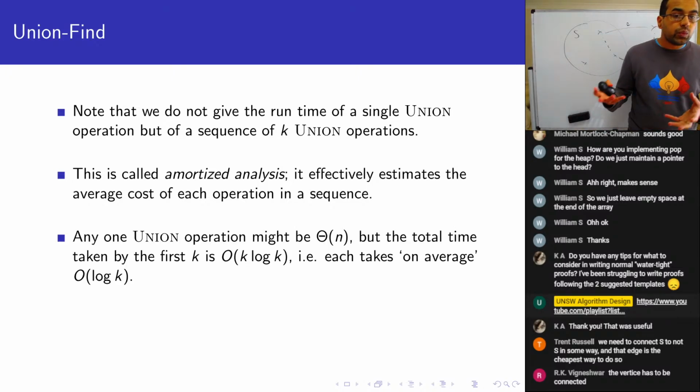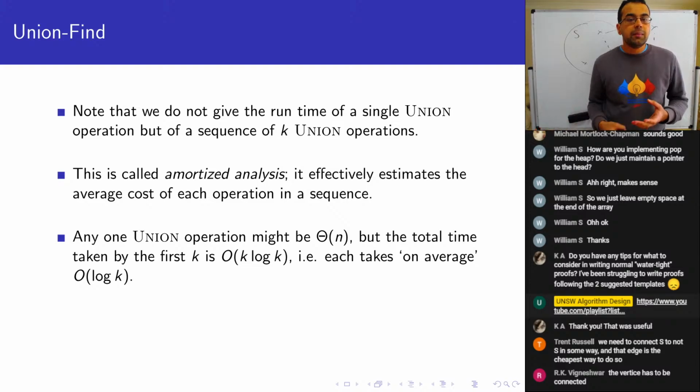So here, any one union operation might be linear time, but in total, the first k of these union operations takes k log k time, and therefore, on average, each one takes log k time. Of course, you're not going to make more than n-1 unions, because you'll only have one set left at the end of that. So this reduces the time taken by unions from, any one of them might take linear time, to, on average, they take log n time, loosely speaking.